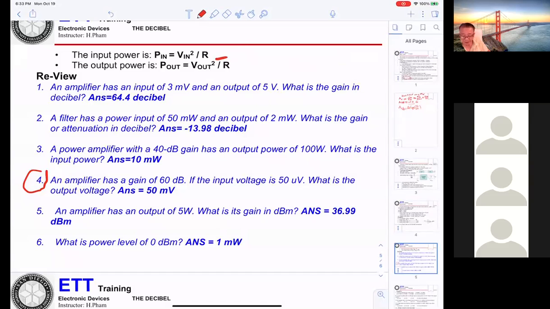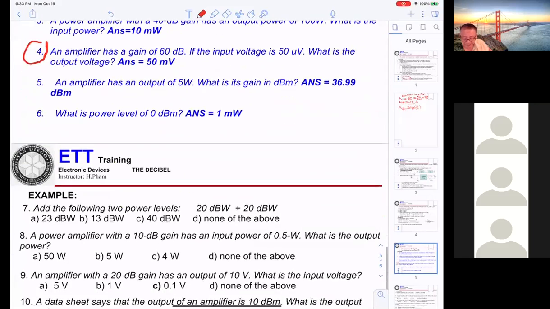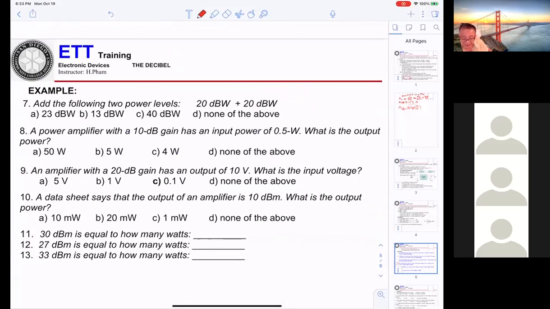The last one, number 6, is just a question. What is the power level for 0 dBm? Make sure you memorize it. That will be 1 milliwatt. Okay. And now, try to see who can do number 7.